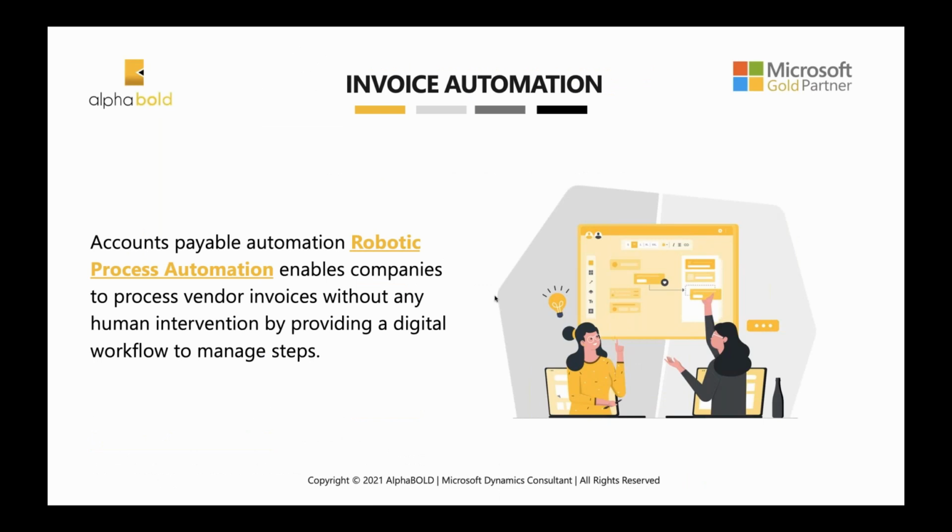Moving on. In this specific slide, now that we've discussed some problems, it's time to talk a little bit about the solution. So AP automation, which is a part of robotic process automation, enables companies to process vendor invoices without any human intervention by providing a digital workflow to manage the steps. Now, this same methodology can be applied to other business transactions as well, such as purchase orders or inventory reports or what have you. But since this webinar is focusing on invoice automation, I'm going to be sticking with the subject matter here.